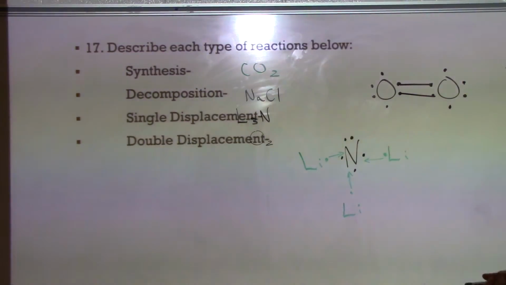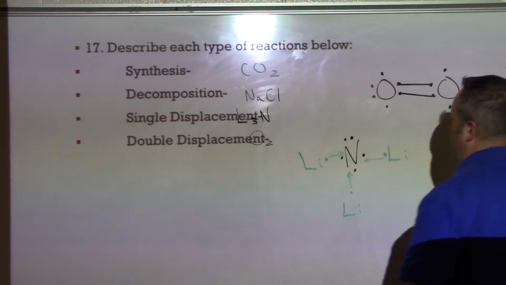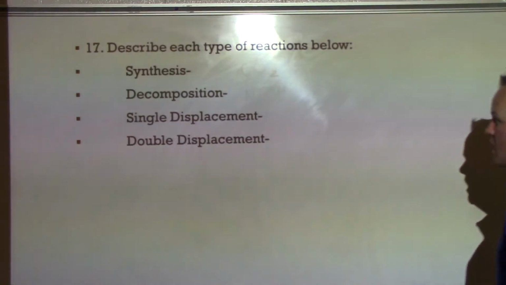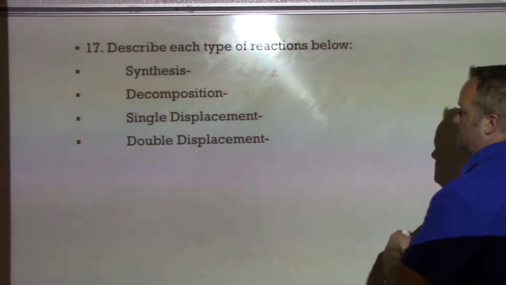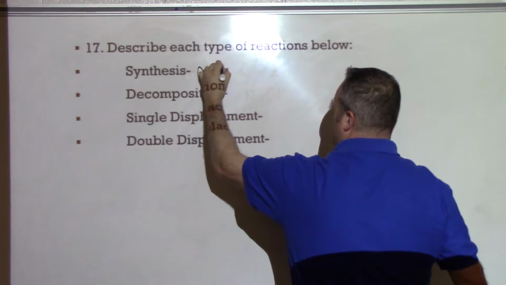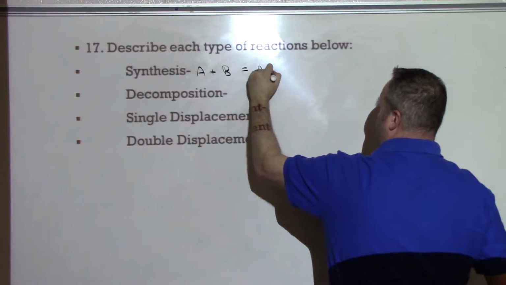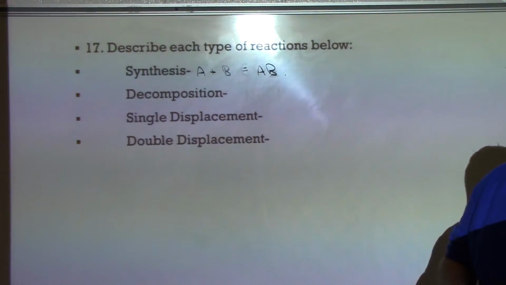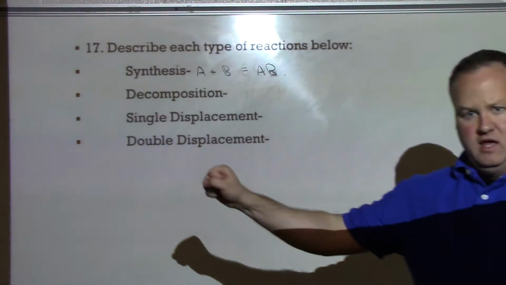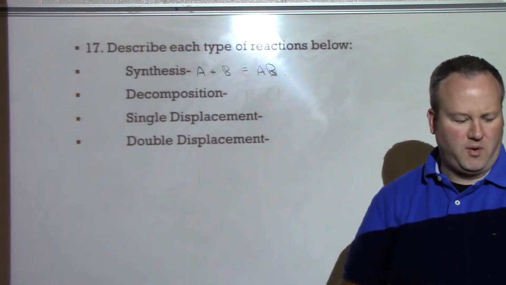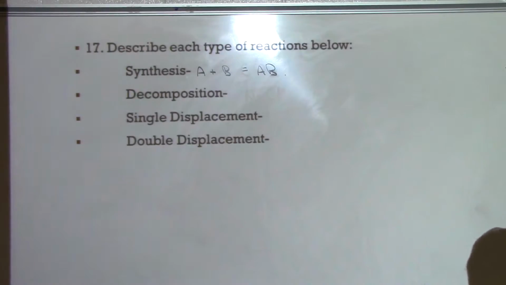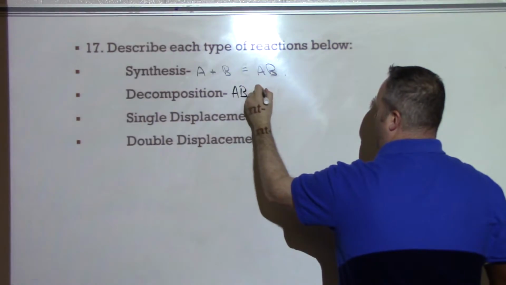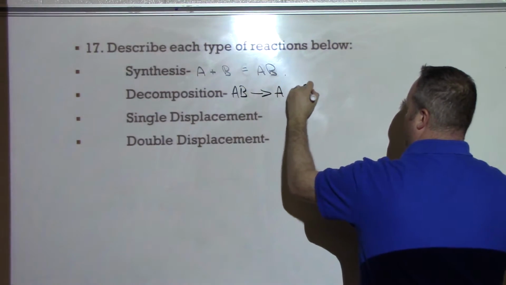Alright, so number 17 was asking you to describe the type of reactions that are occurring. Looking at synthesis reaction, synthesis is like A plus B equals AB. You could just say that 2 things are coming together. So you have an element and an element coming together and forming a larger particle. The opposite of that is called decomposition. That's where something that looks like this might become that.